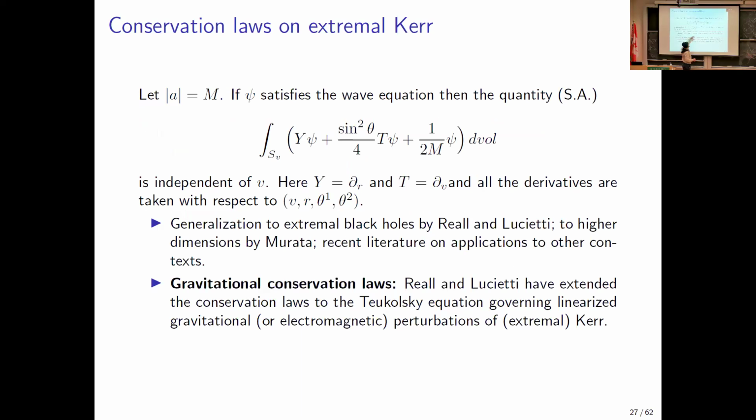We already talked about Kerr. Kerr has two parameters, mass and angular momentum. Again, a relation between them gives you the extremal case. And in the extremal case, you have one conservation law that looks like that.